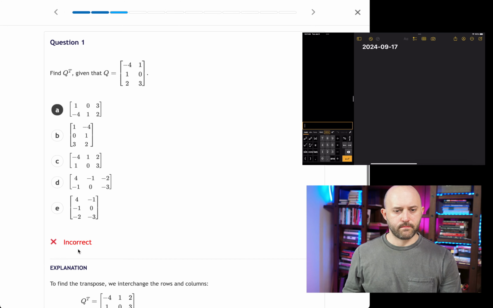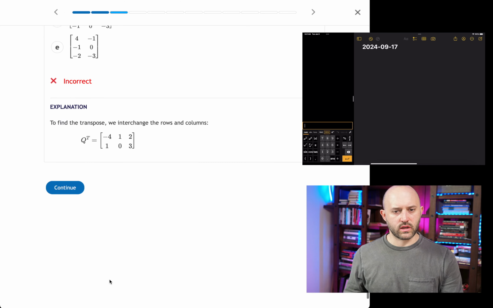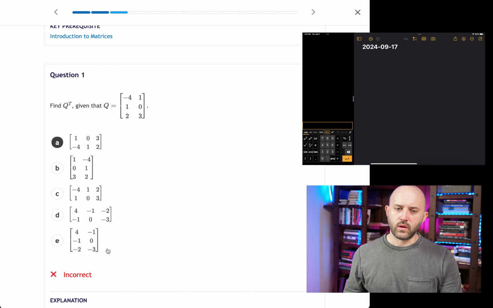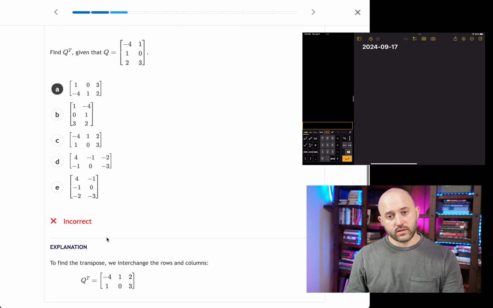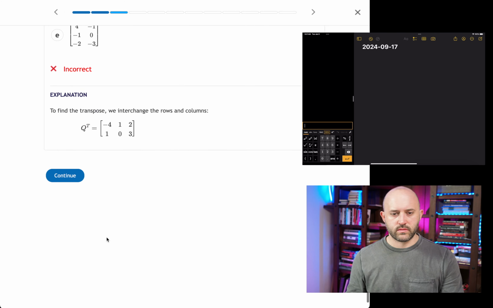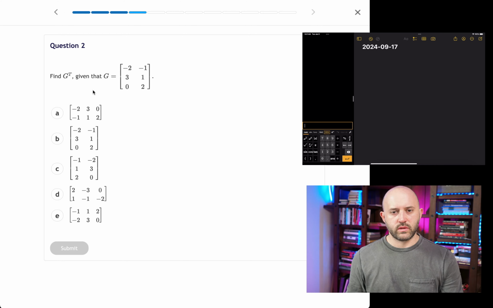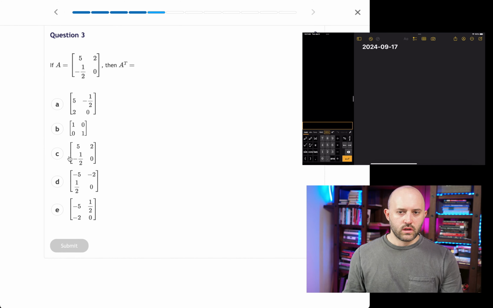Yep. Oh, wait, did I not get this right? Minus 4 goes to the lower left. What does it say? Oh, I just did it. Yeah, oh, of course. Okay, so let's think about this. Yeah, the column just becomes a row, so that's okay. Well, okay, my perfect streak ends with the first question going down. Okay, so what's the transpose of this one? It's going to be negative 2, 3, 0 along the top, negative 1, 1, 2. Okay, now this is correct. Okay. This is why it's good to warm up.